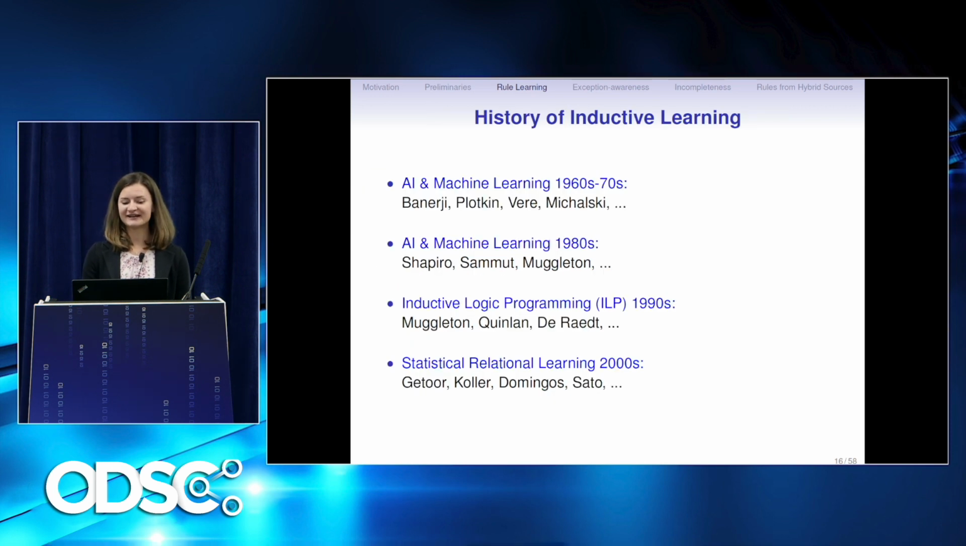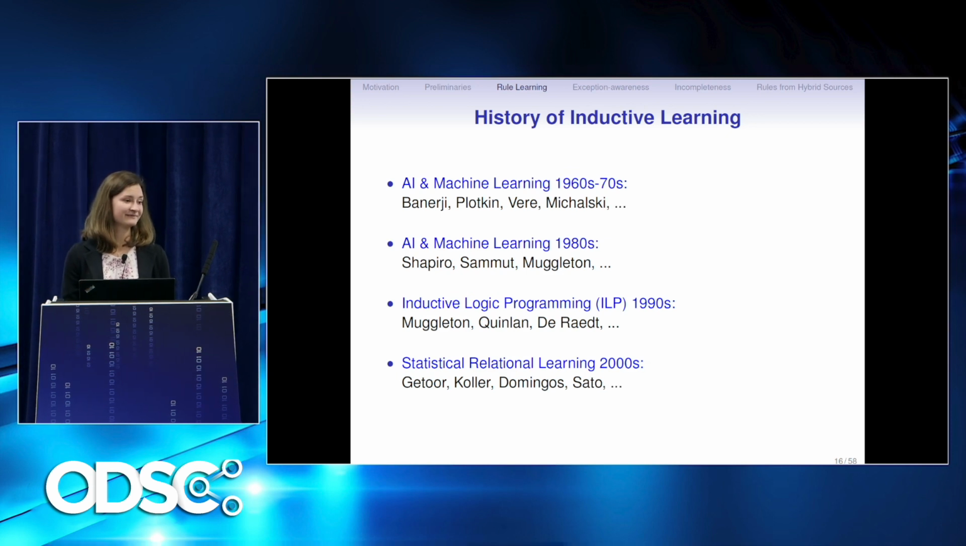Right. So as said, that goes back to the 60s and 70s, where Plotkin and several others proposed the concept of generalization. And then it was developed further in the 80s by Shapiro, Muggleton, and several others. The concept of inductive logic programming, a very important field, was introduced in the 90s, actually in London, at Imperial College by Stephen Muggleton. And then further developments in statistical relational learning in the 2000s are also very relevant in our context.